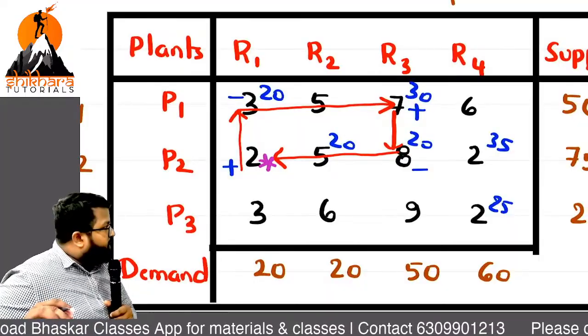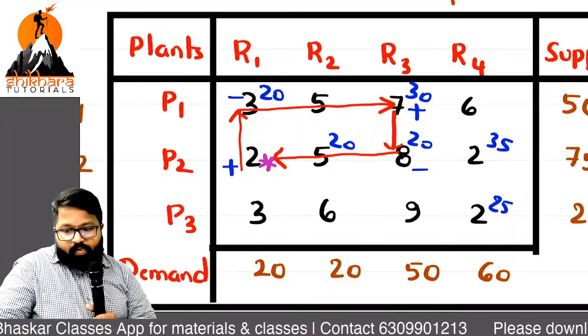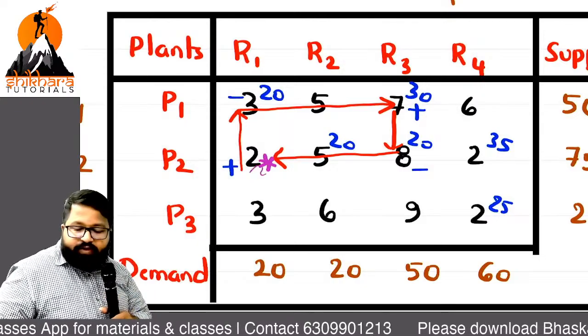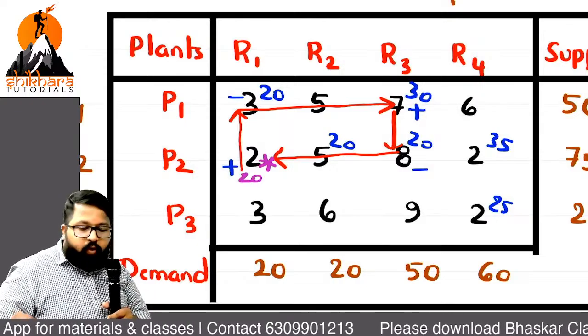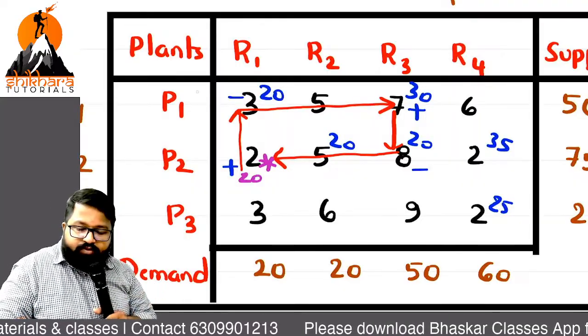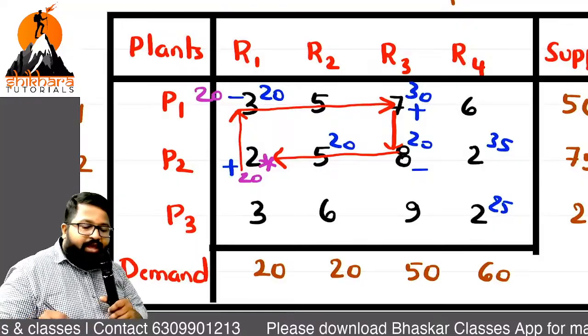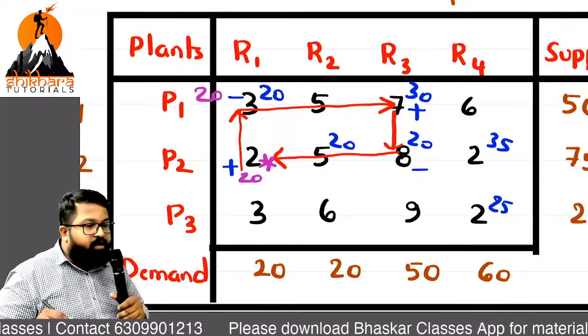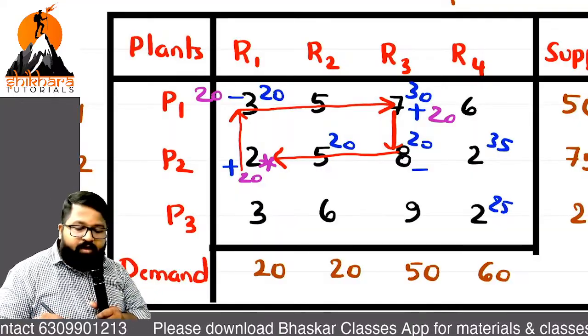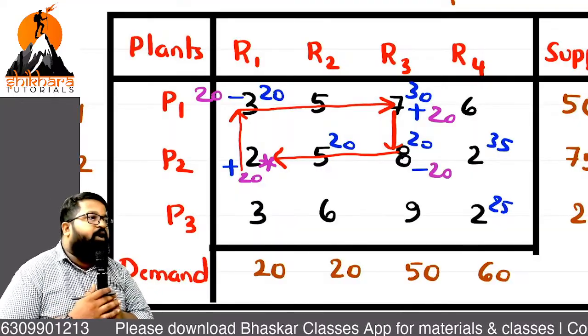Is the loop part clearly visible to everyone? Here the symbol is plus, so I am adding 20 there. And in the next part, what is the symbol? Minus, so I am deducting 20. In the next part, what is the symbol? Plus, so I am adding 20. And in the next part, what is the symbol? Minus, so I am deducting 20.